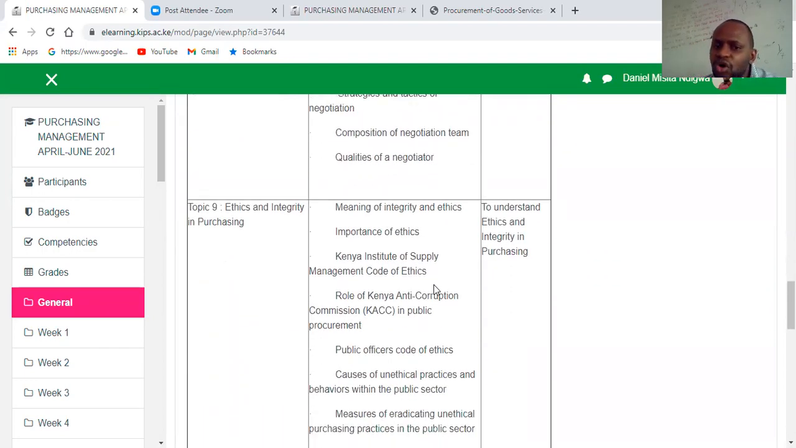Our next topic will be ethics and integrity in purchasing. Remember, ethics is a very critical area in purchasing. Therefore, we shall be able to talk about the meaning of integrity and ethics, the importance of ethics, and we shall also cover the role of the Kenya Institute of Supply Chain Management and the Code of Ethics. We shall also talk about the role of the Kenya Anti-Corruption Commission or the Integrity Commission. We shall also talk about the Public Officers Code of Ethics and causes of unethical practices in any organization.